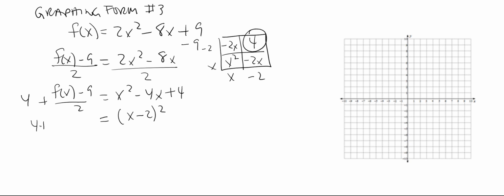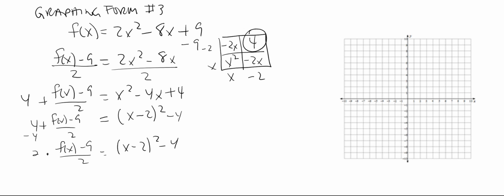And this is going to be 4 plus f of x minus 9 divided by 2. And so then I'm going to subtract 4, and then I'm going to subtract 4. So then I get f of x minus 9 divided by 2 is x minus 2 squared minus 4. So then I'm going to multiply by 2 on this side, and then I'm going to multiply by 2 on this side. So then I'm going to get f of x minus 9 equals 2 times x minus 2 squared.